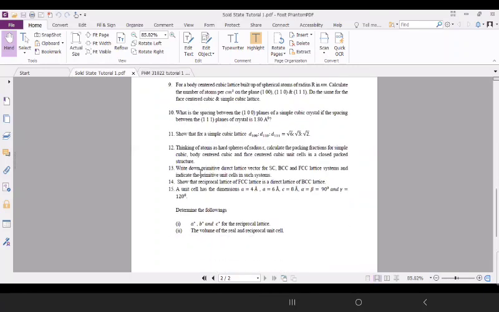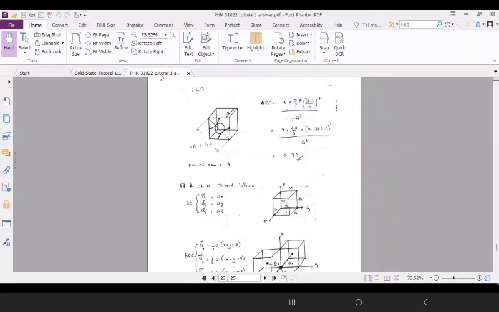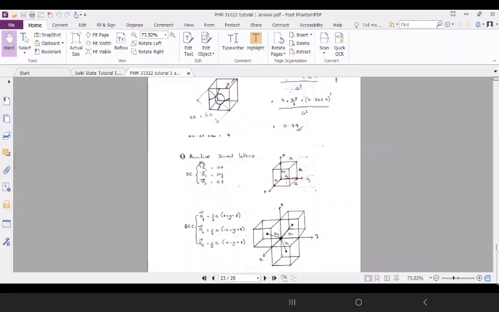So we will move to the 13th question. Write down the primitive direct lattice vectors of SC, BCC, FCC lattice systems and indicate the primitive unit cells in such systems. I think all these questions are very simple and all are related to your notes because you all studied these. So don't think much, you can easily do it.